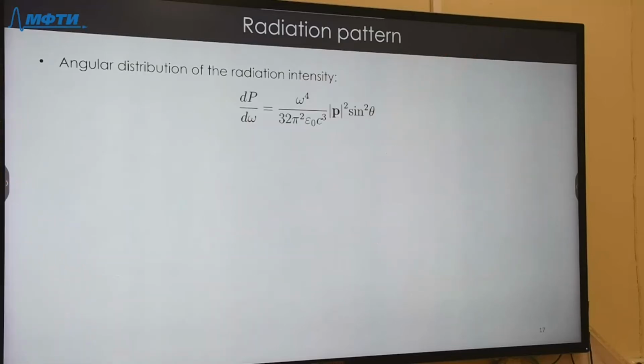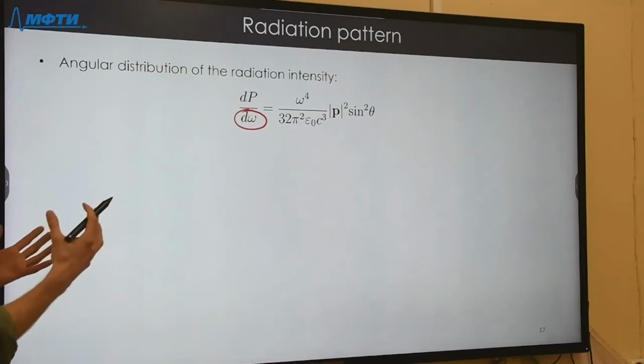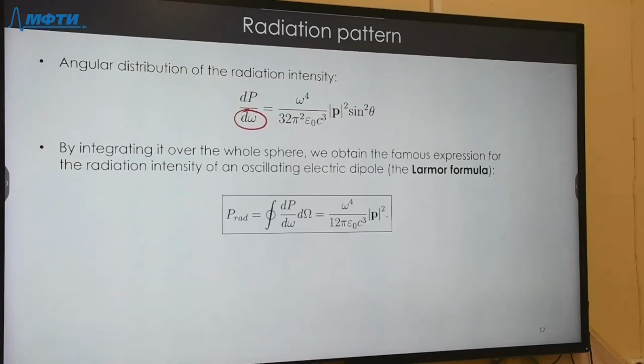So now let's take this expression one more time for the angular distribution of the intensity of the dipole, and let's integrate it over the solid angle of the entire sphere. And if we do this integration, we'll obtain the famous formula.